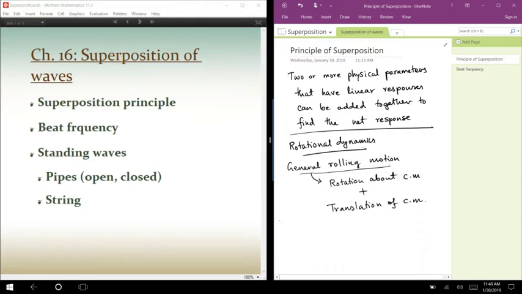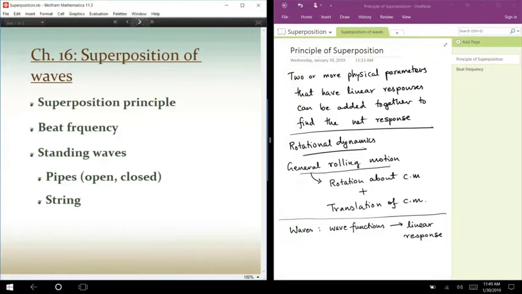Now we're going to use this principle, the principle of superposition, very extensively in the case of waves. It turns out that for waves, when you have two different waves, the wave functions can be added together. So for waves, wave functions are linear responses. Since wave functions are linear responses, the superposition principle tells us that they can be added together. So what does that mean?